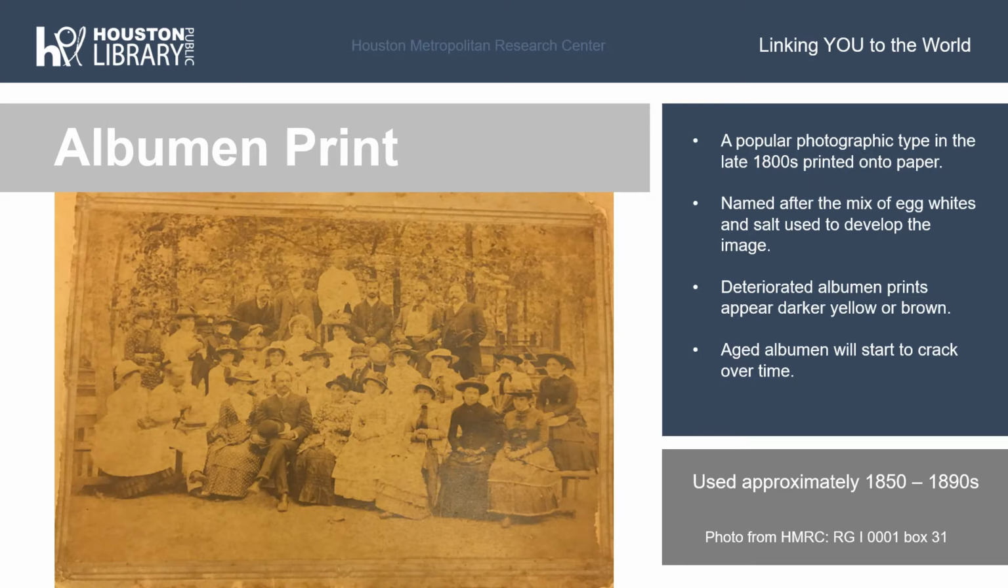The albumen print was the dominant photograph type of the latter half of the 1800s. Albumen prints are photos printed onto a paper support that is developed with a combination of chemicals and a coating of egg whites, which is where the name albumen comes from. Albumen prints are identifiable by their warm tones that range from light brown sepia tones to deeper reds and purples.